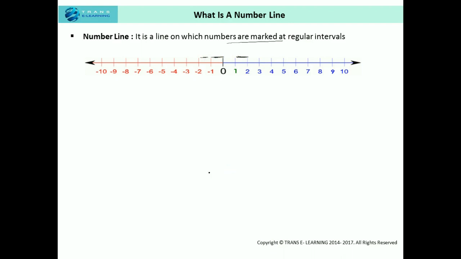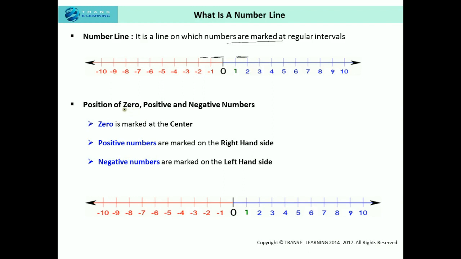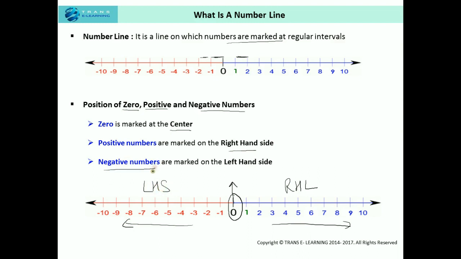Now if we talk about the position of negative numbers, 0 and positive numbers, how are we going to explain that? If we take into consideration the position of 0, positive and negative numbers, then 0 is marked at the center. You can see here that 0 is present at the center of a number line, whereas the positive numbers are marked on the right hand side, while on the left hand side we have negative numbers. So all we have to remember is that we have 0 at the center, negative numbers on the left hand side, and positive numbers on the right hand side of a number line. So we have discussed the position of 0, positive and negative numbers.